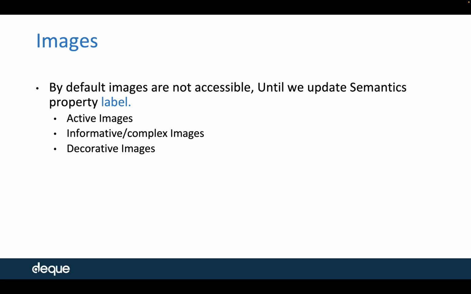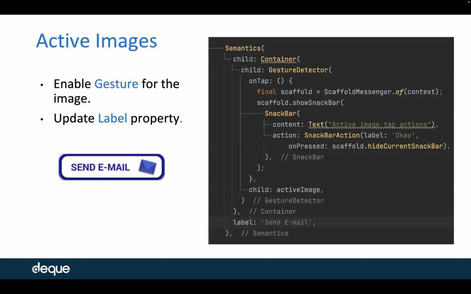When it comes to a decorative image, by default, images are not accessible. So we don't want to do anything. We just add it as an image widget, as a background image. If you update the label property for the image, by default, the screen reader will read it as an informative image. So in our code, we have it as an active image. So here is the code implementation.